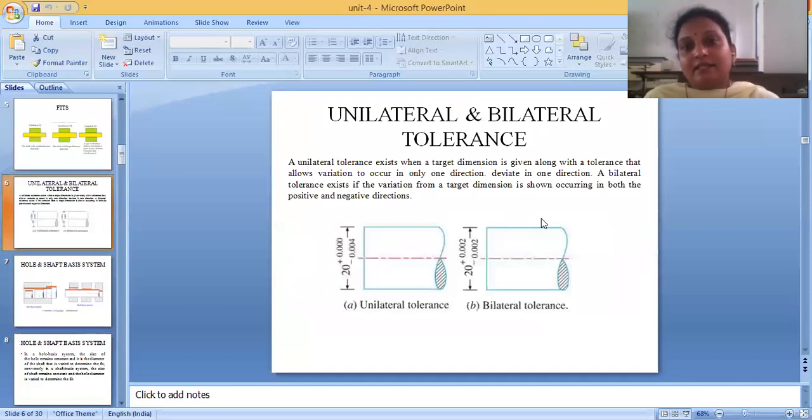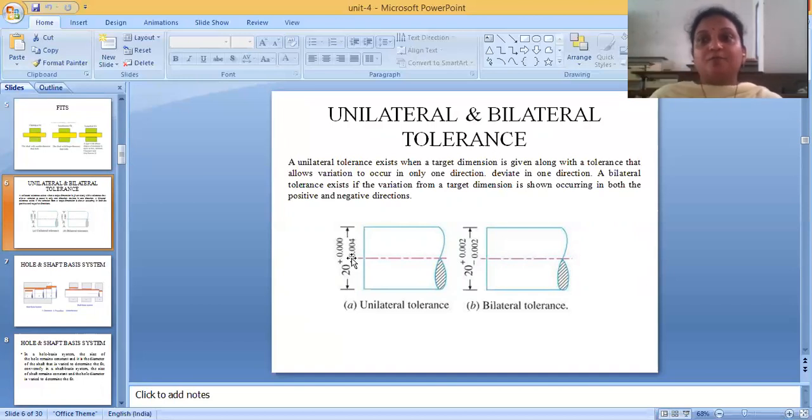So next is what is unilateral tolerance and what is bilateral tolerance. Now if you look at the figures, the first figure has plus 0.000. It means you don't have any tolerance on the plus side. But it has minus 0.004. It means it has some tolerance on the minus side. It means no upper deviation, only the lower deviation. In the sense, you can decrease its diameter, but you should not increase its diameter, right? So here, if the deviation is only on one side, we call it unilateral tolerance.